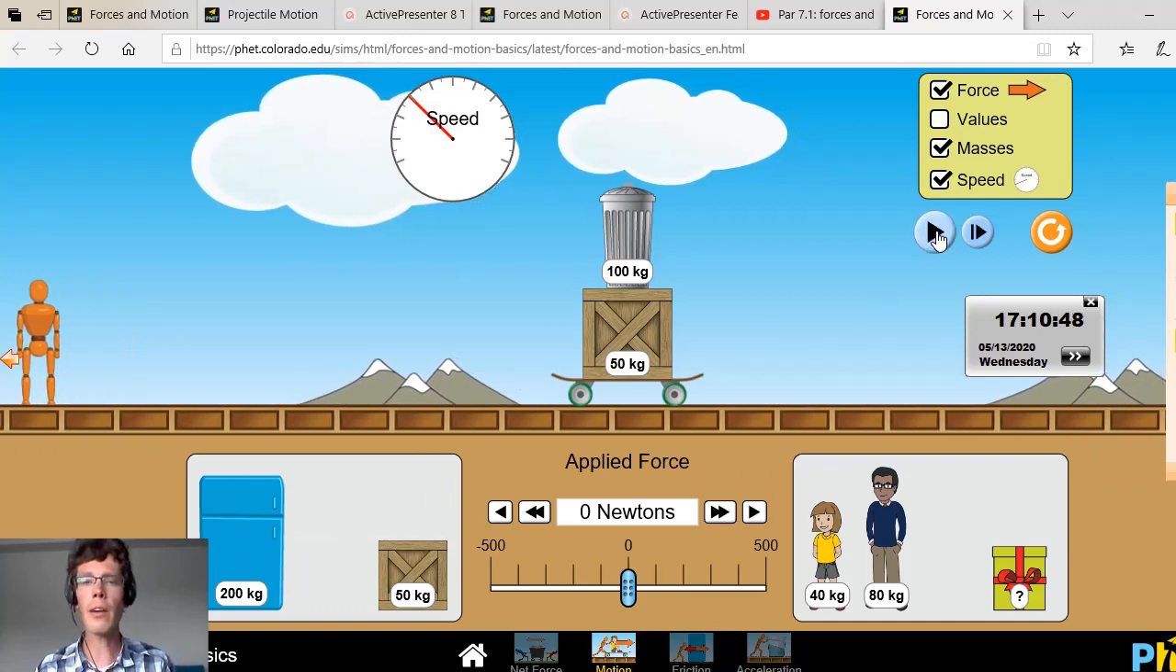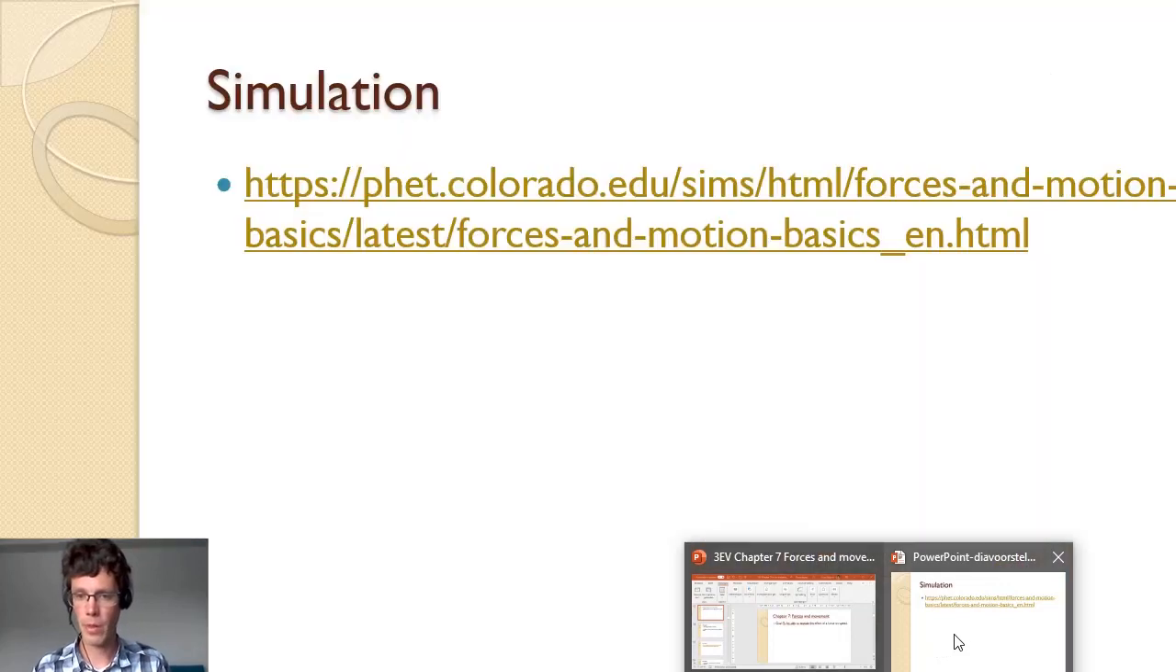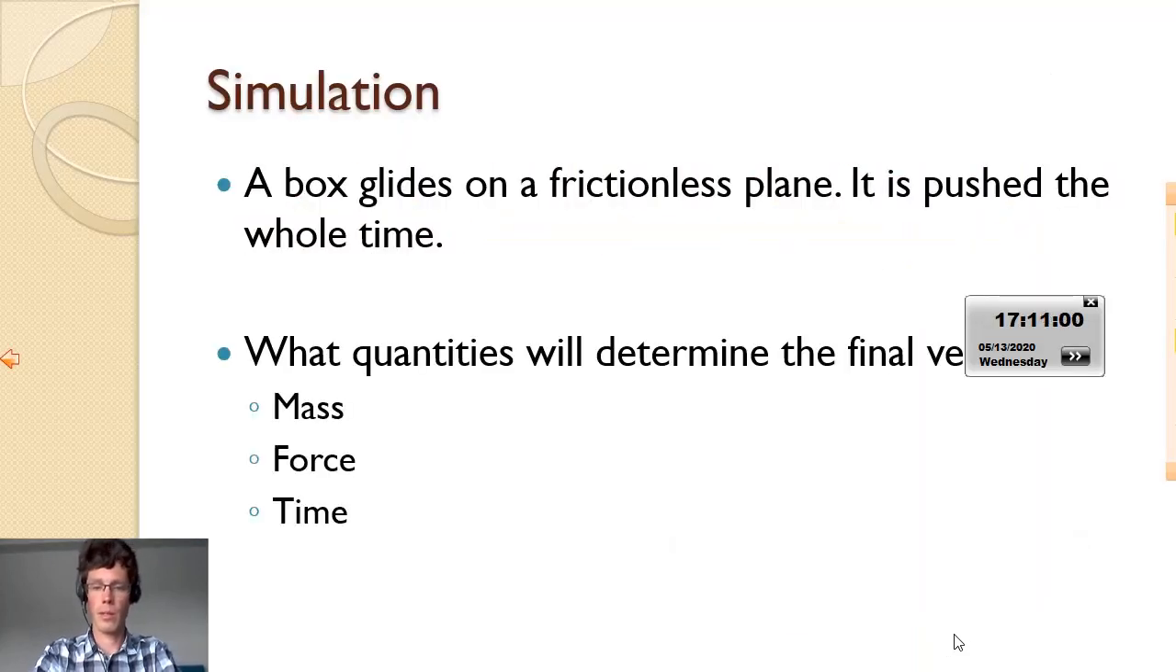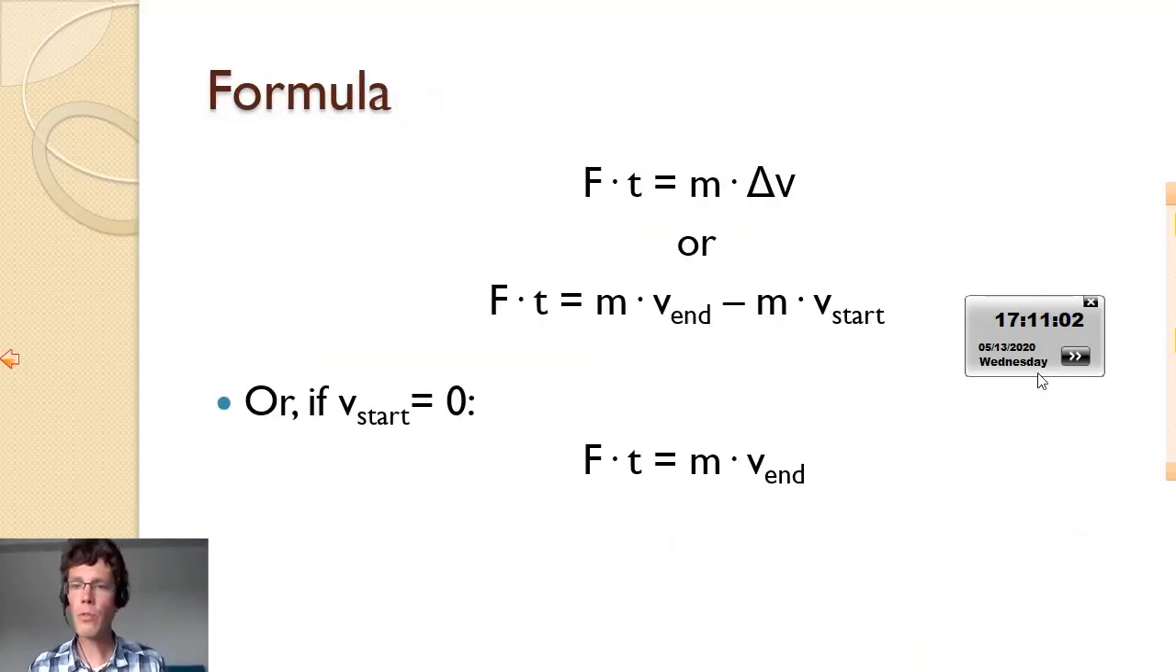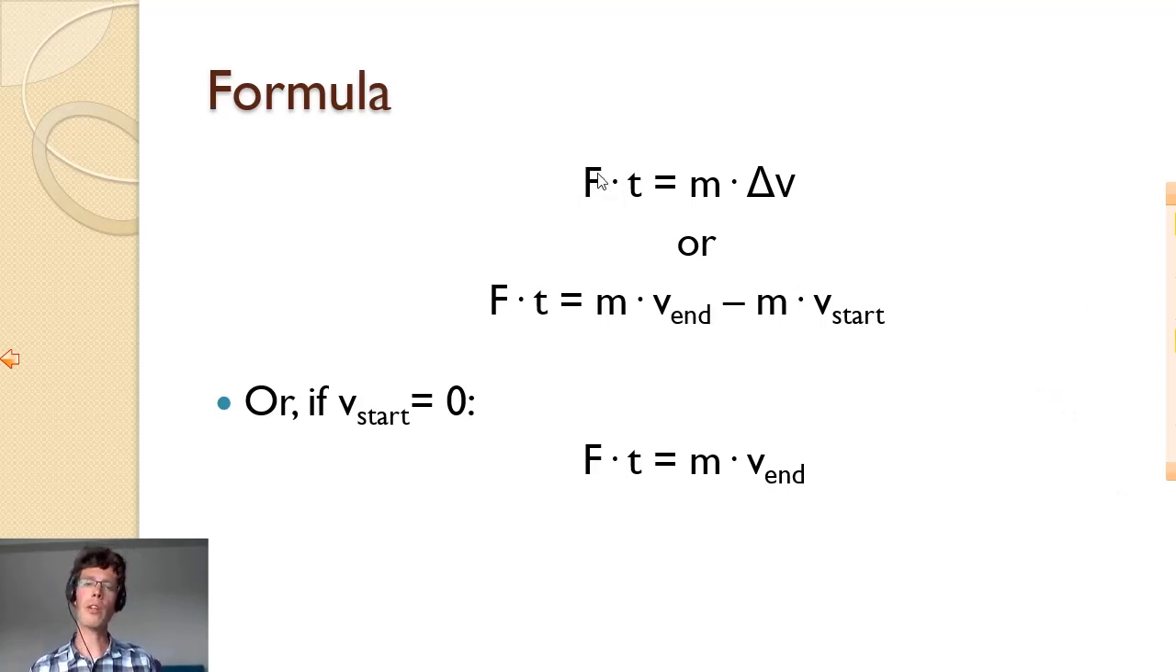So the higher the force and the longer the time, the higher the speed that you will get. And the higher the mass, the lower the speed that you will get. This formula sums it up quite nicely. The force that I'm pushing with times the time that I'm pushing should equal the mass times delta V. And delta V means the change in speed, the final speed minus the starting speed.